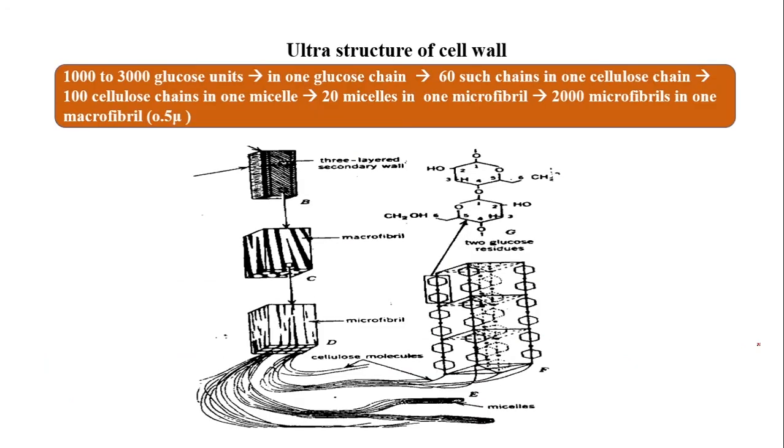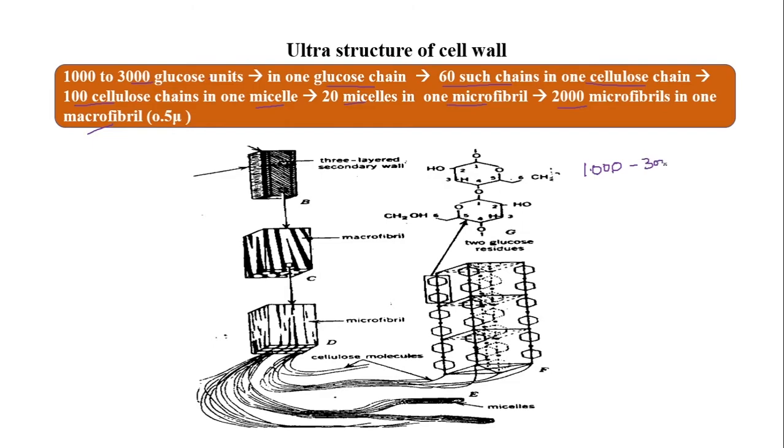Now let us see how many of these units are present in each. 1000 to 3000 glucose units form one glucose chain. 60 such chains form one cellulose chain. 100 cellulose chains combine to form one micelle. 20 such micelles will form one microfibril. 2000 microfibrils will form one macrofibril. This macrofibril is around 0.5 microns in its thickness.